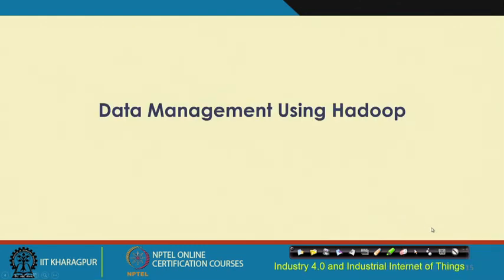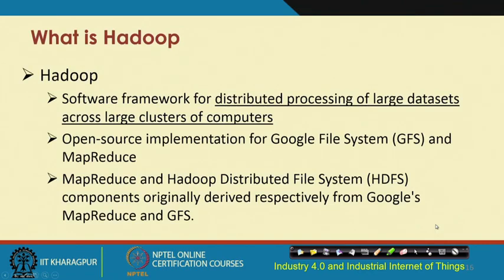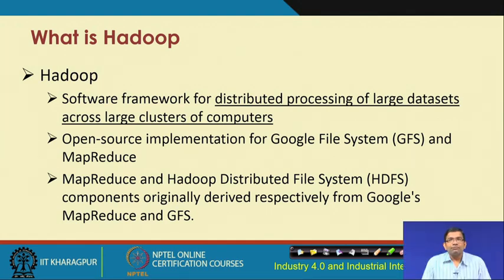So, let us now take a specific example of how Hadoop, a very popular technology, could be used for data management in IIoT scenarios. So, what is Hadoop? Hadoop is basically a very popular technology from Apache, which gives a software framework for distributed processing of large data sets. If you have large data sets, distributed processing of those data sets in a cluster of computers is what Hadoop specifically gives you the framework for. It is an open source implementation of GFS, with MapReduce and HDFS components, these are the different aspects of Hadoop.